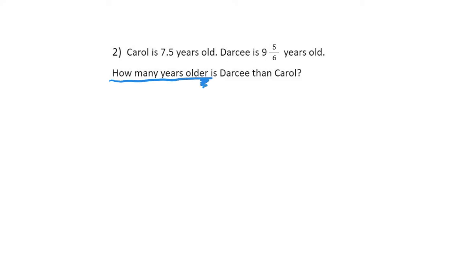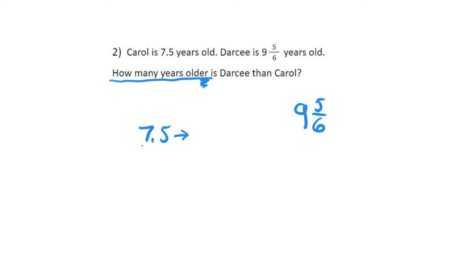If I want to know how much older someone is, I'm going to subtract the two ages, because how much older she is should be a smaller number. So we're going to do 9 5/6 minus 7.5. But first we've got to change that 7.5 to a fraction. And it's as simple as saying the number. This is 7 and 5/10.